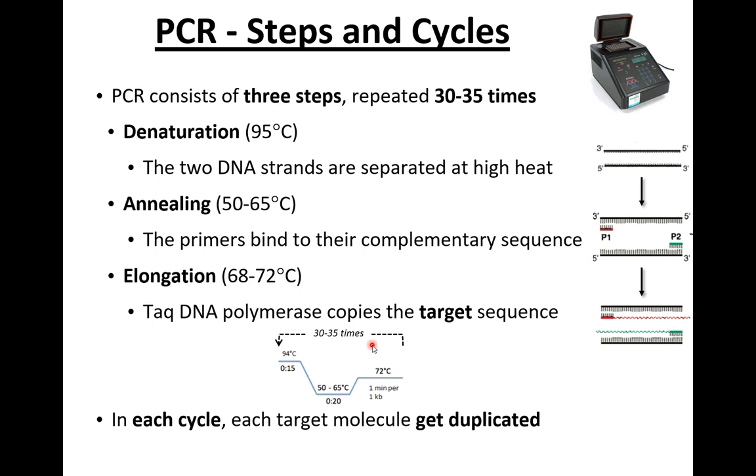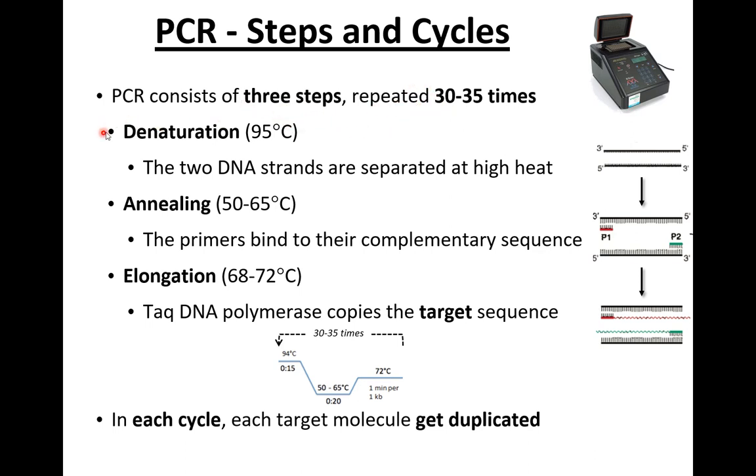Now, how do you achieve the amplification, as we say, so making millions, billions of copies of a specific sequence, is by doing three specific steps repeated several times, which are referred to as cycles. So PCR consists of several cycles, in the order of 30 to 35. It can go a little bit lower, it depends on your application. But each of these cycles will consist of these three steps.